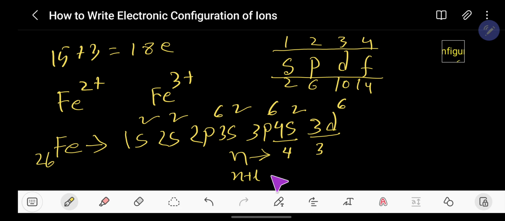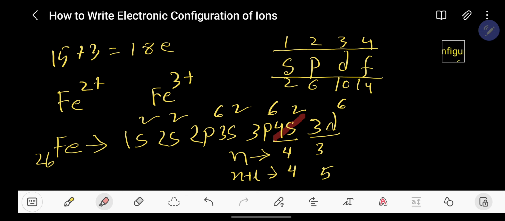Now consider n plus l. The highest value of n plus l for 4s equals 4. For 3d it equals 5. So n and n plus l indicate the energy. The higher the number, the higher the energy, right? So electrons will be removed from the highest value of n first. The highest value of n equals 4 here for 4s2, right? So for Fe2+, the electrons will go from here because the highest value of n equals 4 here.